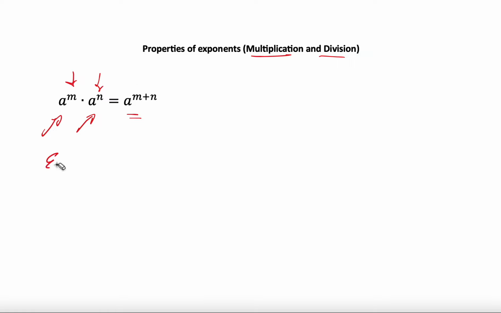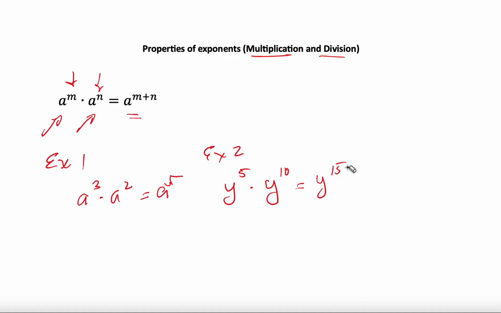So for example 1, let's say you have a to the third power times a to the second power. This is equal to a to the fifth power. Okay, let me draw that 5 better. There you go. Okay, example 2. The letter doesn't matter. Actually, I can even do this with y's. y to the, let's say, fifth power times y to the 10th power. That is equal to y to the 15th power. Okay, that's all this property says. All right, so that's the multiplication property.